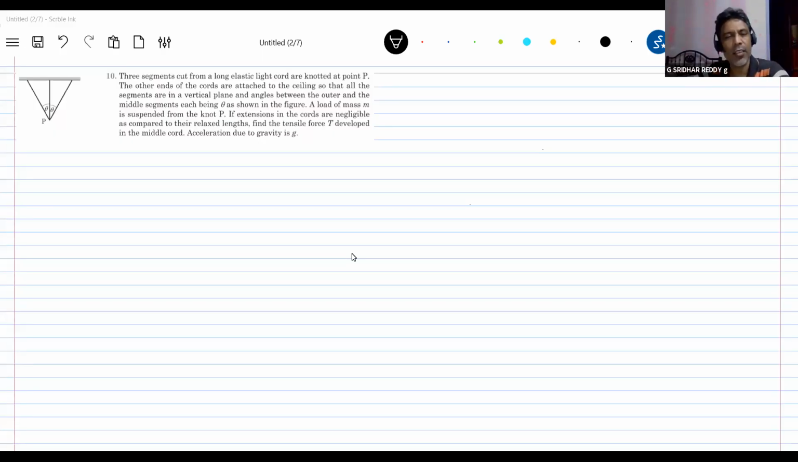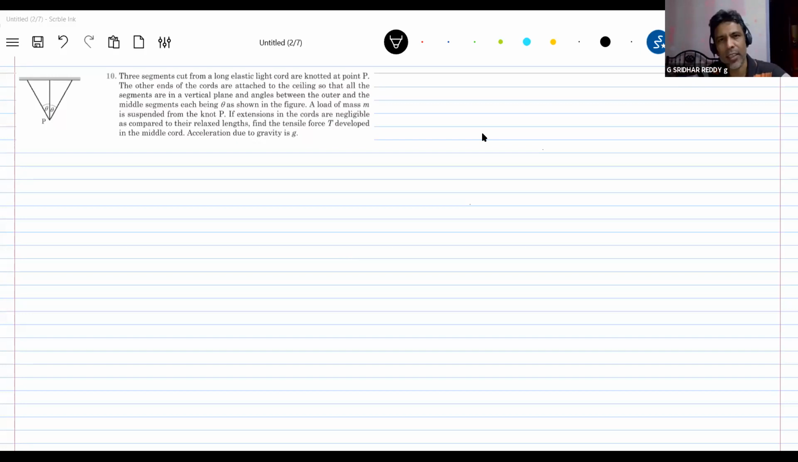So we'll continue with the problems related to springs. Today in the morning, what we discussed about springs, the similar ideas we are going to carry forward here, and we'll focus more on the application part. Already now we know the basics. What are the basics?